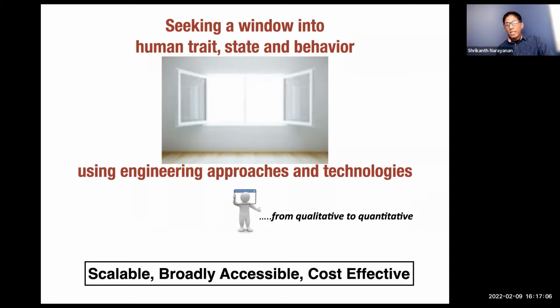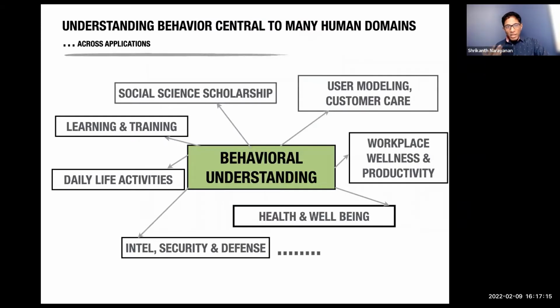So one can imagine, what role can engineering approaches play? They can provide scale, broad access, cost effectiveness, and so on. As I mentioned, this is not a new thing. For example, in customer care user modeling, these days a lot of this has been automated, and people want to know not only what a customer is asking, but also how they are asking it. Are they engaged, or are they not very pleased with the service they're receiving, and so on.